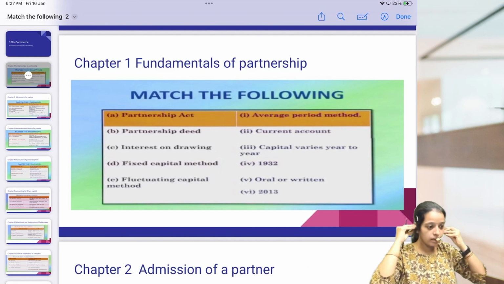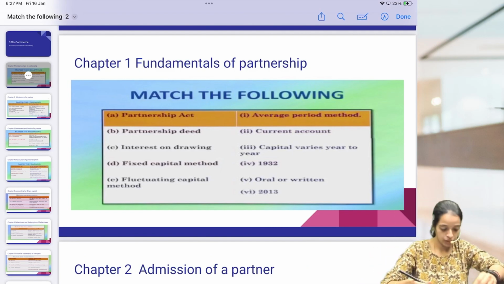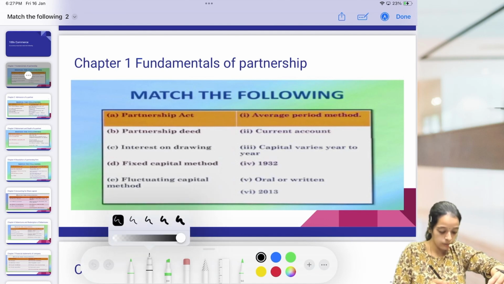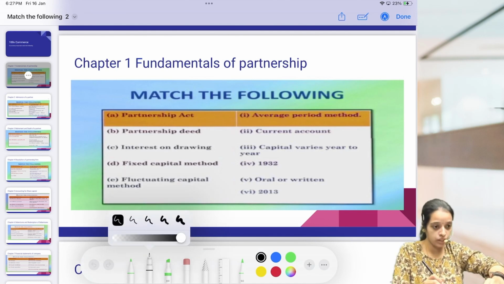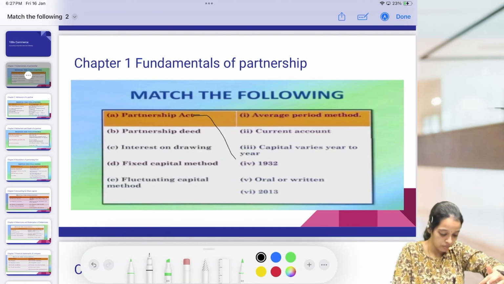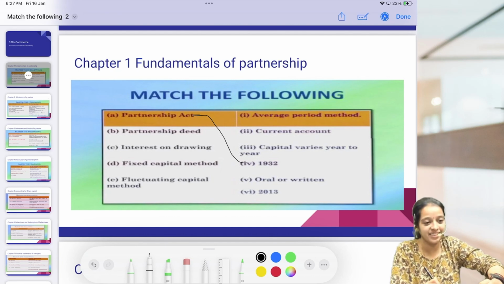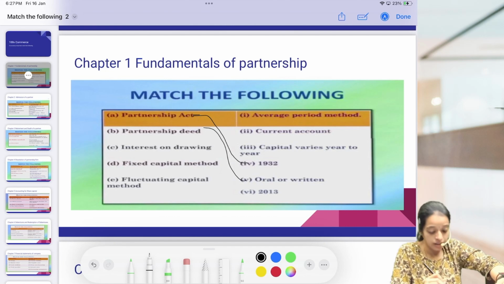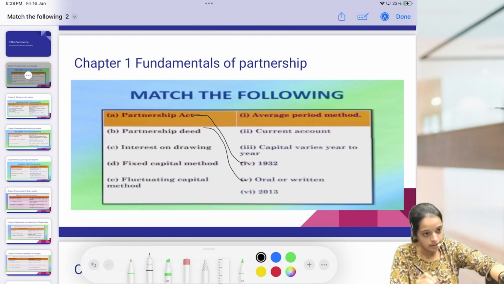So let's not delay and get started. You can take a screenshot of it or make a note of it at the end of the video. Yes, so Partnership Act. When was the Partnership Act passed? It was passed in the year 1932. Partnership deed: a partnership deed can be both oral or written.